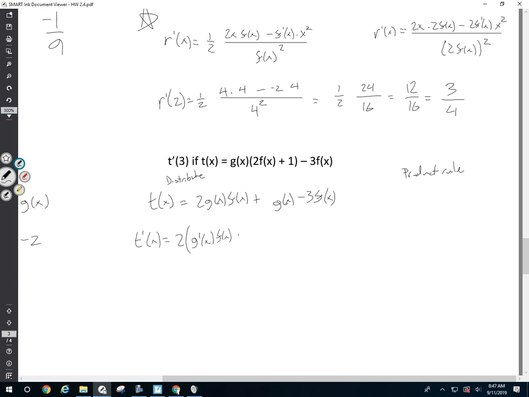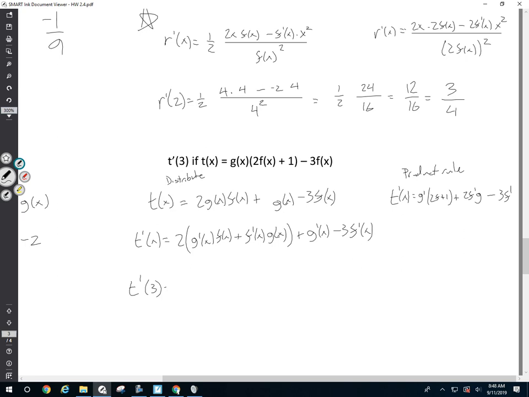Derivative of the first times the second plus the derivative of the second times the first. Derivative of g, g prime. Derivative of negative 3f plus negative 3f prime. Product rule right away. I'm going to have to write small, but it would have been g prime 2f plus 1 plus 2f prime times g minus 3f prime. What's easier? I don't know. Maybe the product rule right away would have been easier. Whatever. I'm in it. Let's do this.